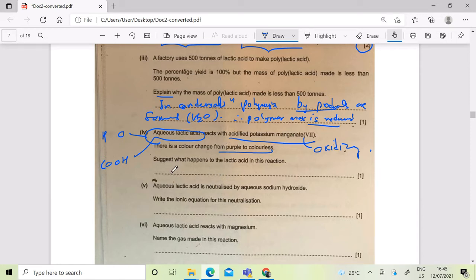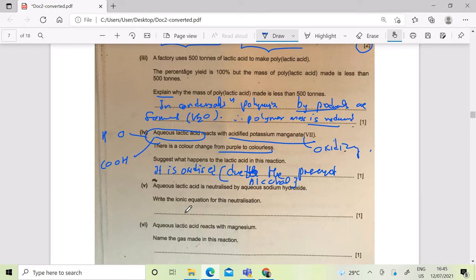Suggest what happens to the lactic acid in this reaction. So lactic acid is oxidized. It is oxidized due to the presence of the alcohol group. It undergoes oxidation due to the presence of the alcohol group.